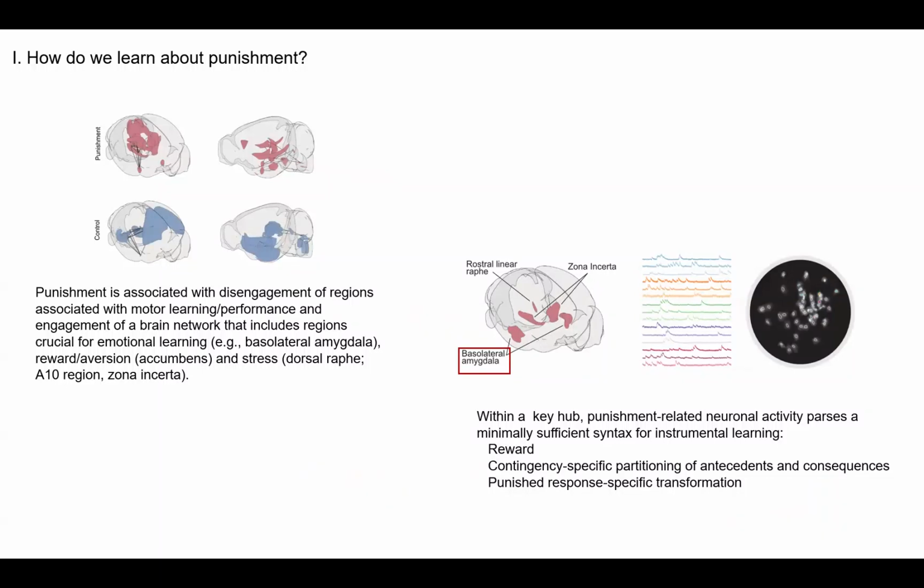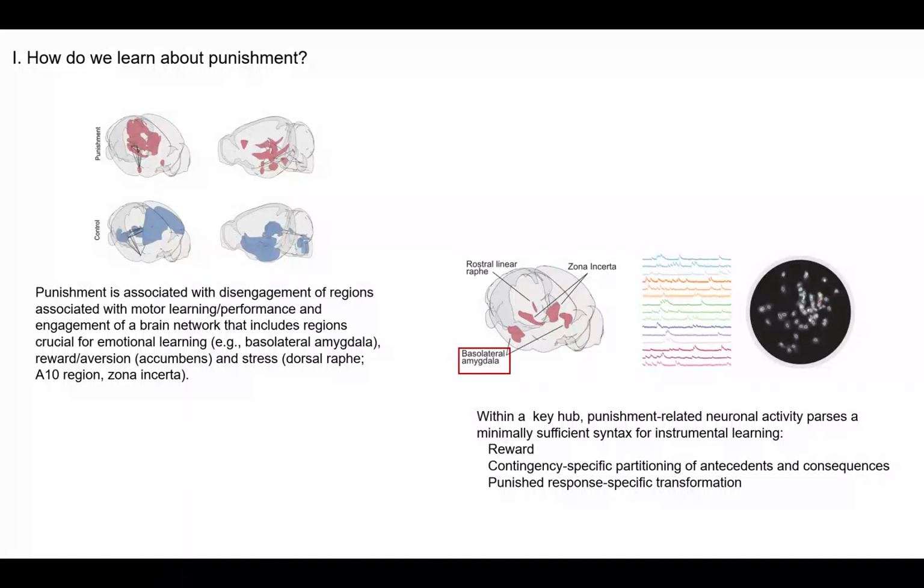Firstly, we know that it's associated with a disengagement of regions that are linked to motor performance, frontal cortex in particular, and the engagement of a large network that includes regions important for emotional learning, like the basolateral amygdala, reward and aversion, the nucleus accumbens, stress, the dorsal raphe, etc. And we can go into, and we are, and I've just shown you one of those regions, which is the basolateral amygdala. We can go in there and we can image the activity of neurons at single cell level and hold that cell for at least 10 days across our imaging protocol to ask how single cell activity changes across learning.